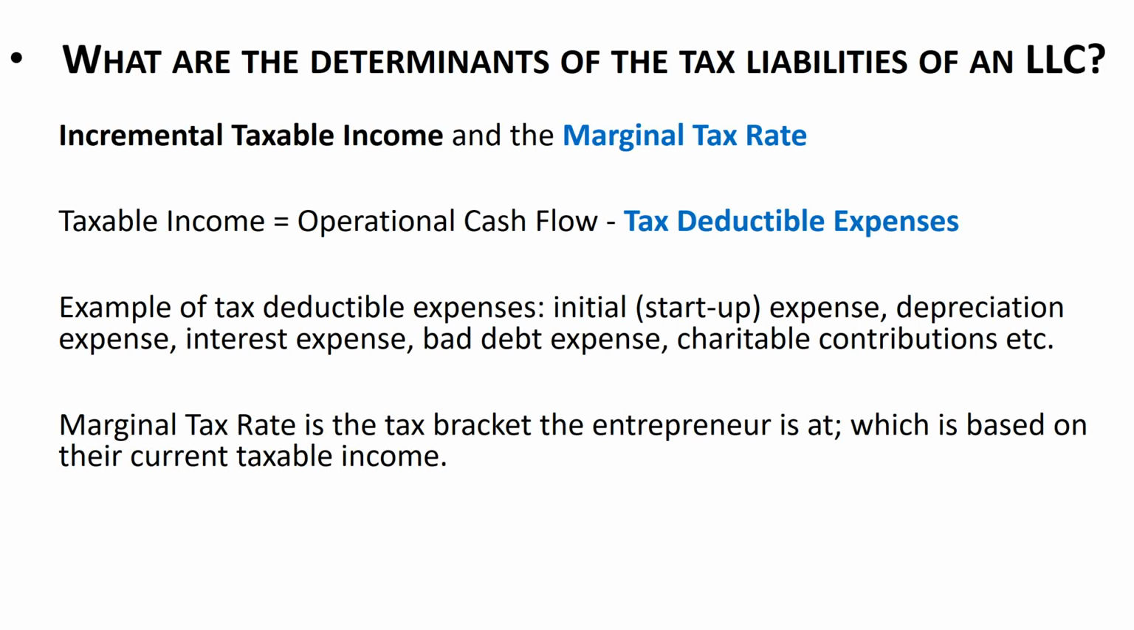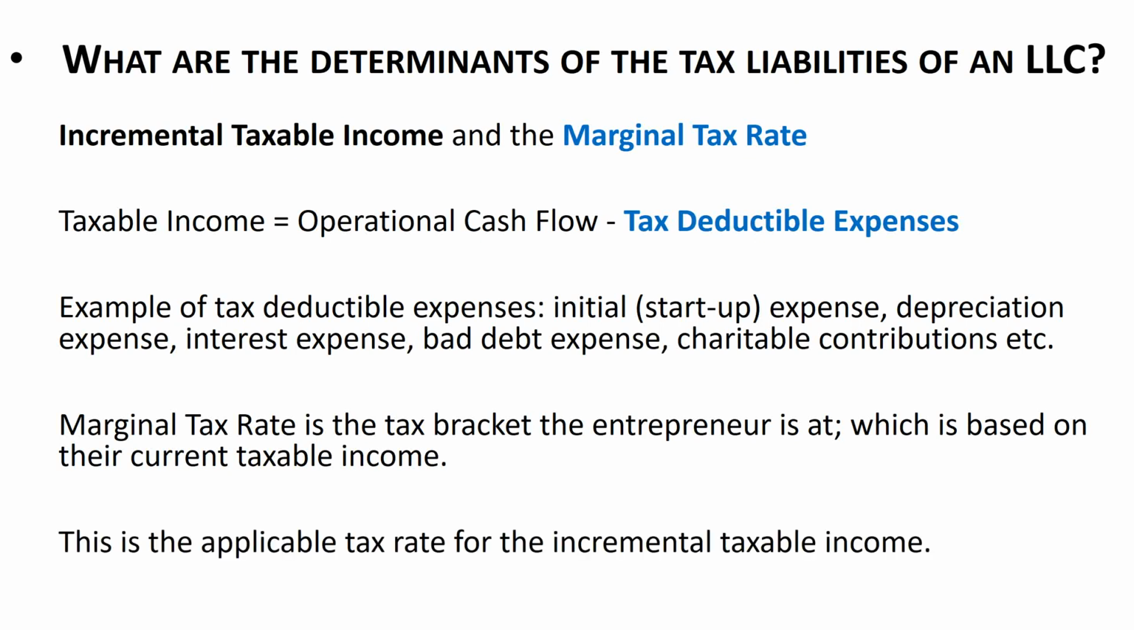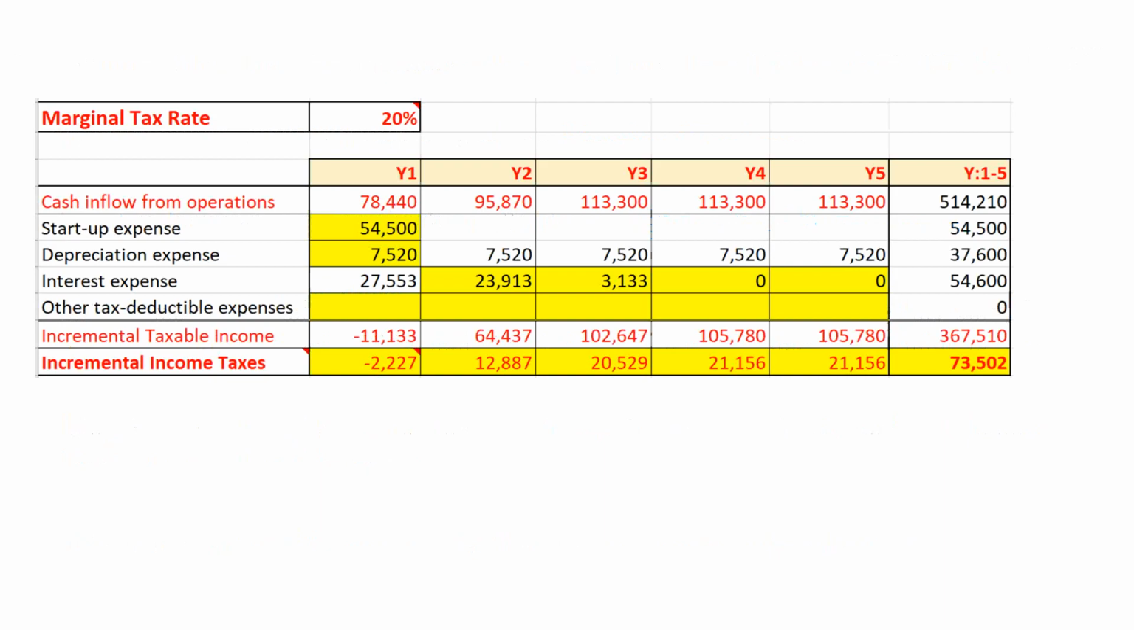Low income, your tax rate is 0 or pretty low. Middle income, let's say you're taxed at 20%, and high income at 30%. So if you are in the middle income tax bracket and your business is bringing you more income, every additional income is going to be taxed at that marginal tax rate of 20%, versus the same business for a high income person will be taxed at 30%. This is the applicable tax rate for the incremental taxable income.